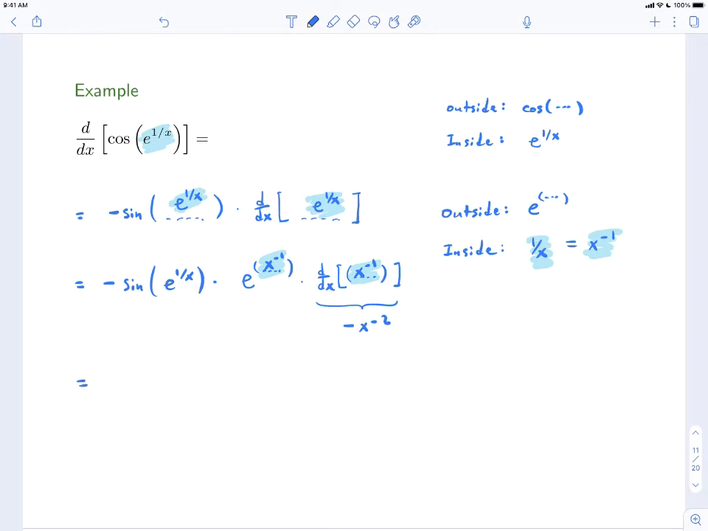But let's just write this as minus sine, or the opposite of sine, of e to the 1 over x times e to the x to the minus 1 times minus x to the negative 2.